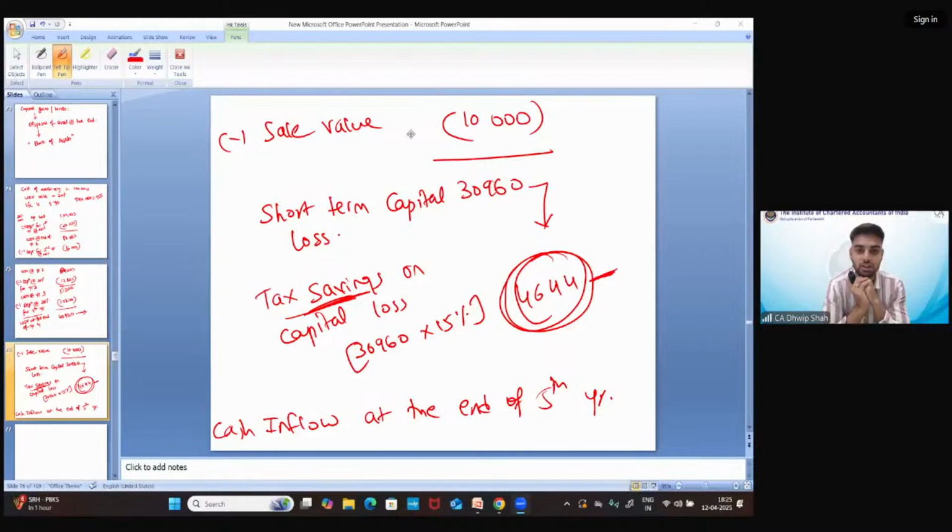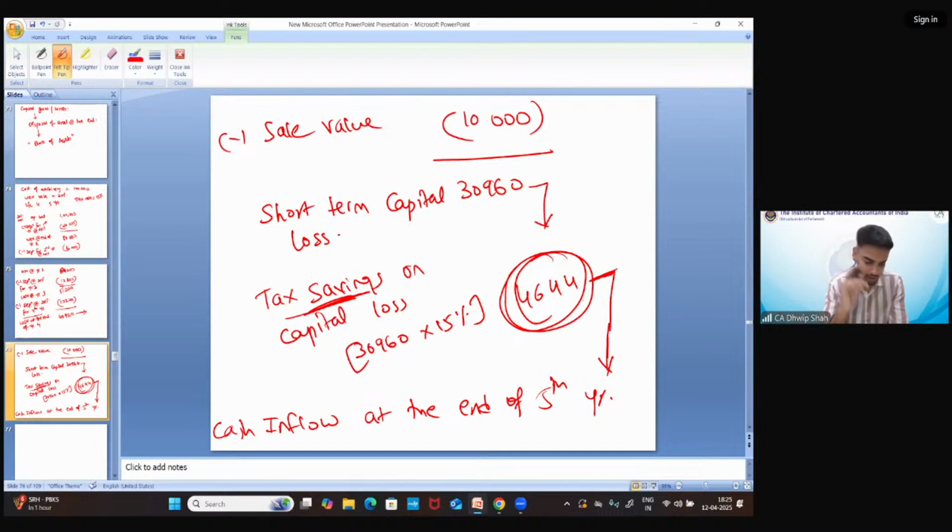So my tax savings on loss, because there is a loss, I would save some taxes. Yes, if there were income, I would have paid those taxes. So tax paid on capital gains will be an outflow. Are you understanding? So this 3960 at 15% comes to 4644. It is your inflow. But this is not an inflow in the first year, second year, third year, or fourth year. No. All this will happen at the end of the fifth year. So in the year-wise format we make to calculate cash inflow, we will add this in the fifth year's cash inflow and we will discount this as well.